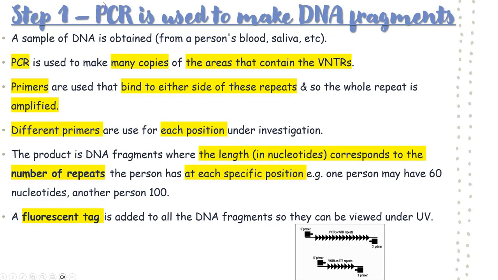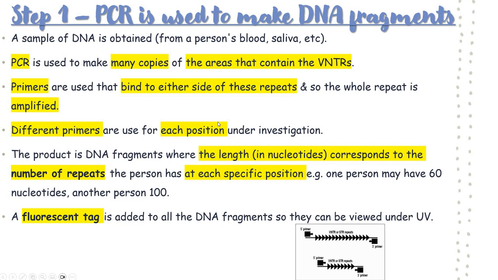So step 1, PCR is used to make more DNA fragments. A sample of DNA is obtained from a person's blood or saliva, and then PCR is used to make many copies of the areas that contain the VNTRs. Primers are then used to bind to either side of these repeats, and so the whole repeat is amplified.